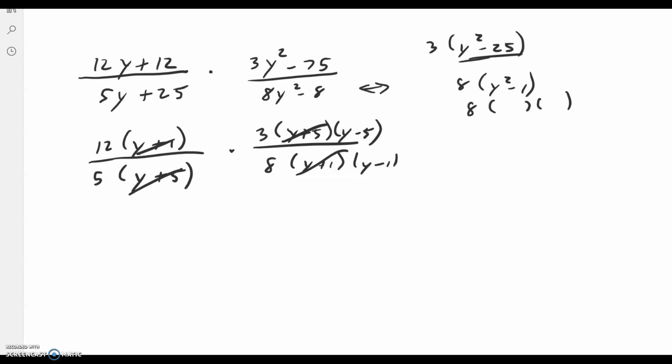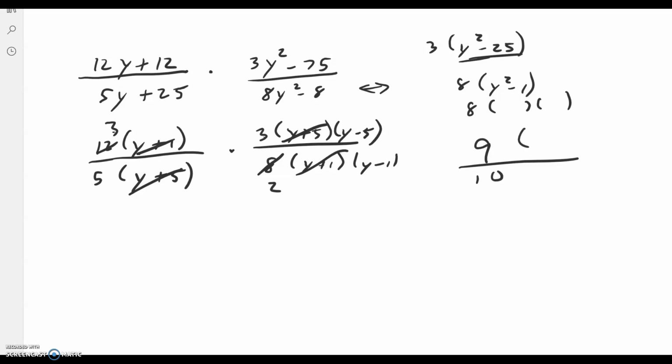Y plus 1's, one on the top, one on the bottom. 5 on the bottom does not cancel with a 12 or a 3. An 8 does not cancel with a 3, but an 8 cancels with a 12. 4 goes into 8 2 times, 4 goes into 12 3 times. So now let's deal with the numbers. On the top we have 3 times 3, which is 9. And on the bottom we have 5 times 2, which is 10.